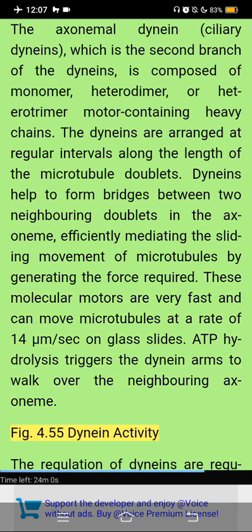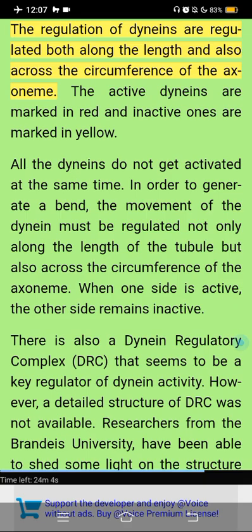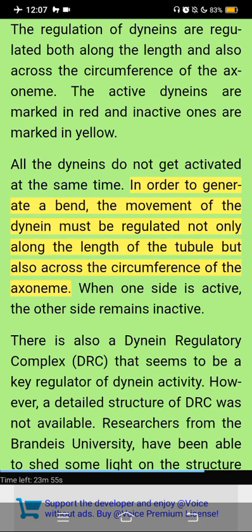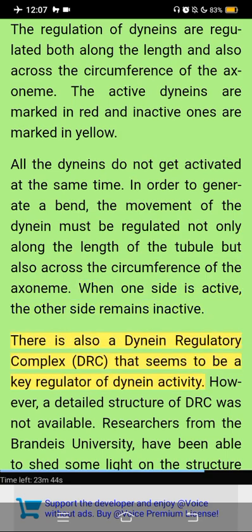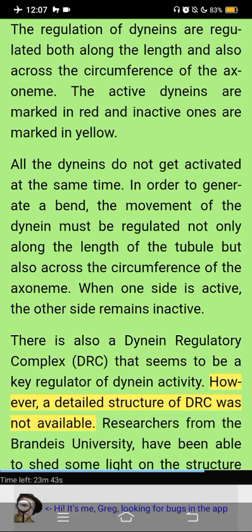Figure 4.55 Dynein activity. The dyneins are regulated both along the length and also across the circumference of the axoneme. The active dyneins are marked in red and inactive ones are marked in yellow. All the dyneins do not get activated at the same time. In order to generate a bend, the movement of the dynein must be regulated not only along the length of the tubule but also across the circumference of the axoneme. When one side is active, the other side remains inactive. There is also a dynein regulatory complex (DRC) that seems to be a key regulator of dynein activity. However, a detailed structure of DRC was not available.